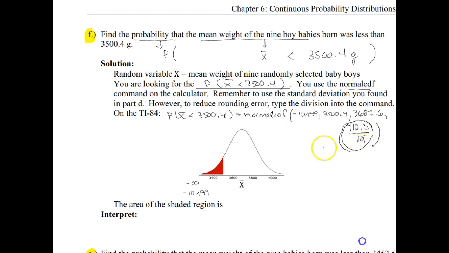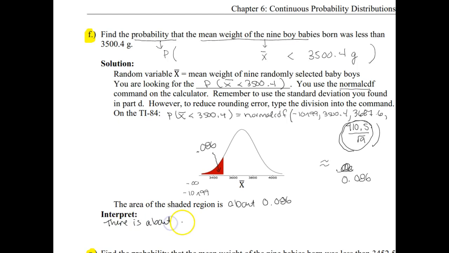Okay, so if we input that, we're going to get an output of about 0.086. So again, keep in mind that is the area of this shaded region here. x bar is a continuous random variable, and so probabilities are going to correspond to area under the curve. Okay, so the area of the shaded region is about 0.086.